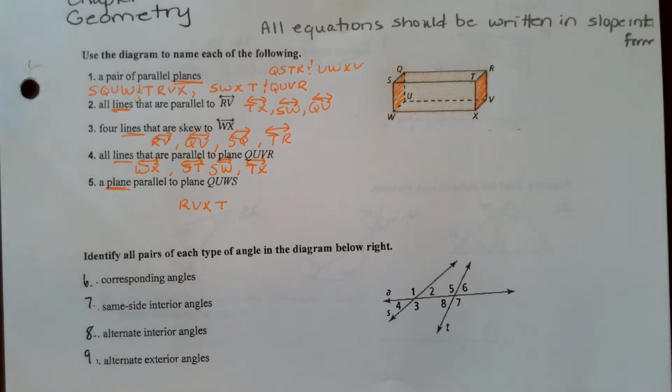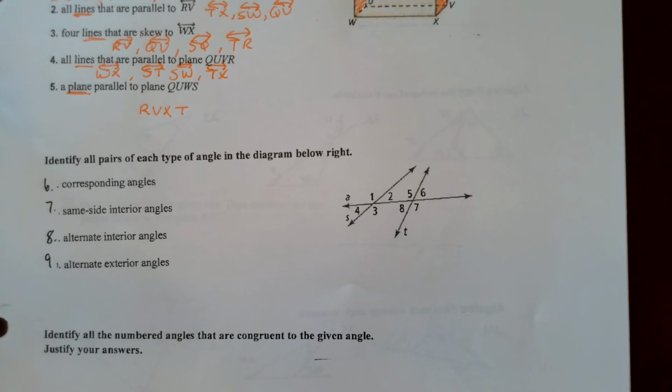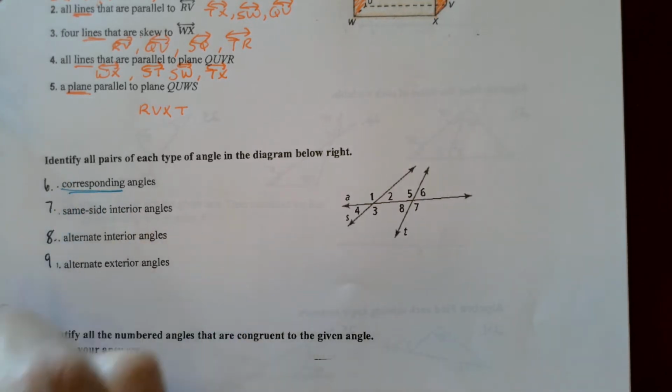All right, excellent work. So now the next one's just telling you to identify types of angles, but we don't have parallel lines, so none of these are necessarily equal. We're just trying to locate parts of specific types of angles. Okay, so corresponding angles. Identify all pairs, so I'm reading carefully what it says.